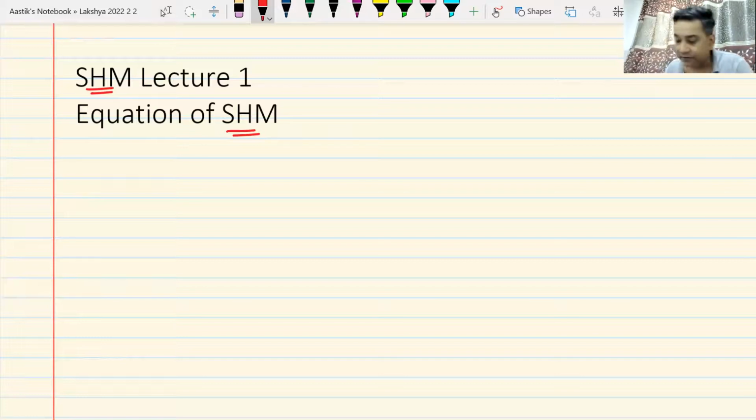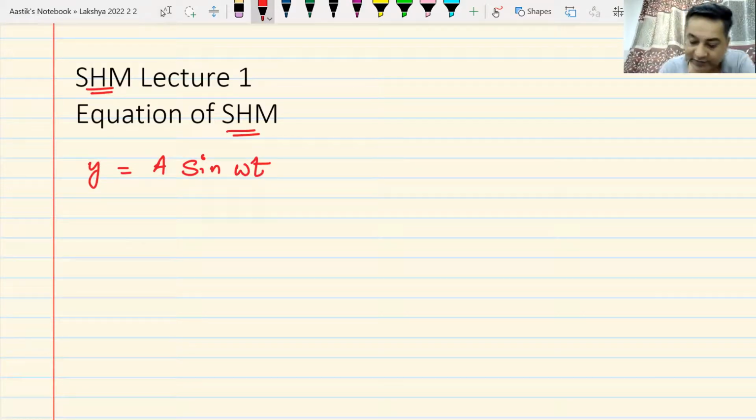Do we remember wave and wave equation? The wave equation was like this: y is equal to A sine omega t. Do we remember this? A stands for the amplitude, omega stands for the angular frequency, and t stands for time. Do we get this? Yes, sir. Okay, so this is also the equation of a simple harmonic motion.